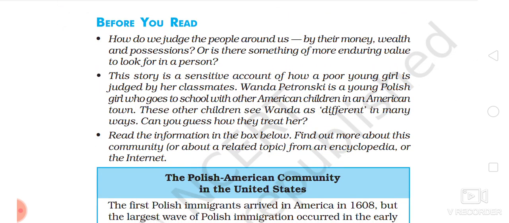The story is a sensitive account of such a poor young girl. She is a Polish community girl, and her name is Wanda Petronski, and her other schoolmates realize that her name is too long. And how did other children see Wanda as different in many ways? Many ways means dressing, speaking, all other ways. And how can we guess how they treat her? We'll see it in this story.